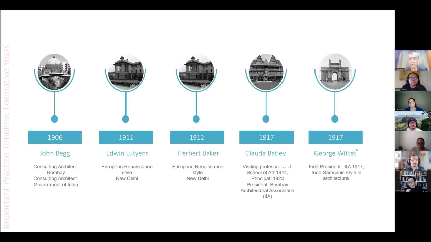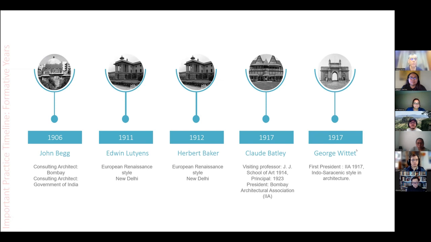I'm going to take a few slides to explain the nature of practice which existed pre-independence, post-independence, and some of the indigenous Indian practices, and subsequently contemporary practices. So one of the firms that existed in 1906 was John Begg, basically consulting architects based in Mumbai. Lutyens, obviously, you would have studied, who planned and designed Delhi, practiced mainly from the UK to India.